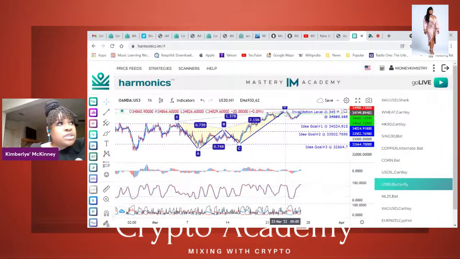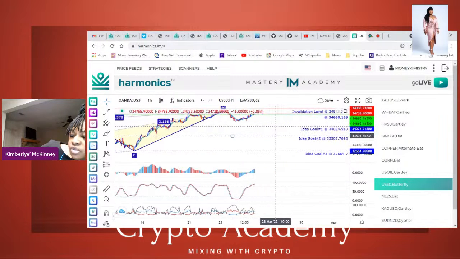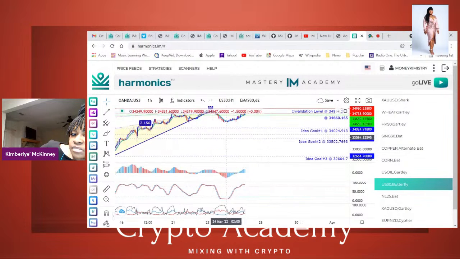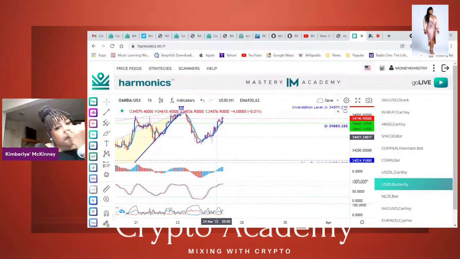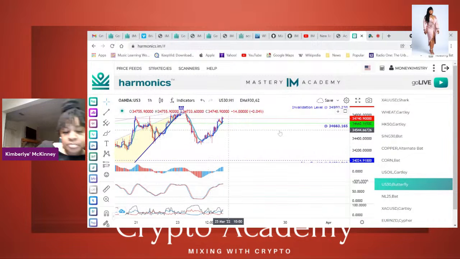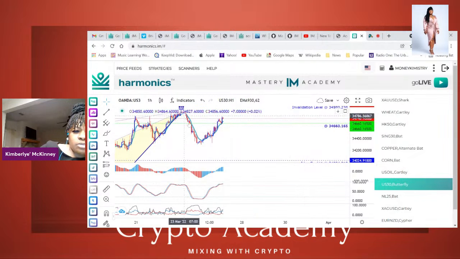I'm saying U.S. 30 moving down and selling, which it did. Let me see if I can make this a little bit larger for you to see it. US 30. Wow, look at this. Look at how it dropped. Man, this is money right here.